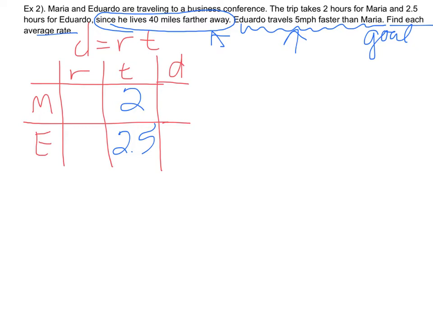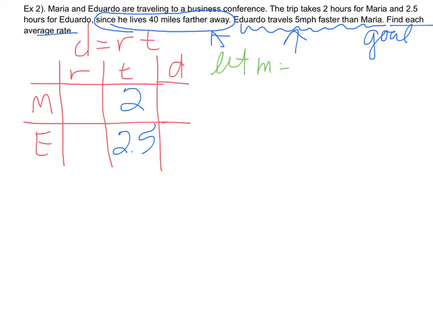Now check this out. I'm actually having to find 2 things. My question says find each average rate. When you have a linear problem, you only get one variable. So the question is, who gets the variable? Think about this. Eduardo lives 40 miles farther away. Eduardo travels 5 miles per hour faster than Maria. Typically, your variable is the thing you know the least about. Everything relates back to Maria. He travels farther away than Maria and faster than Maria. So Maria is going to be our let statement.